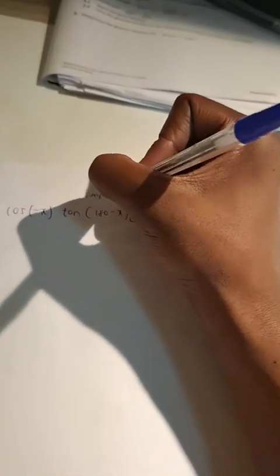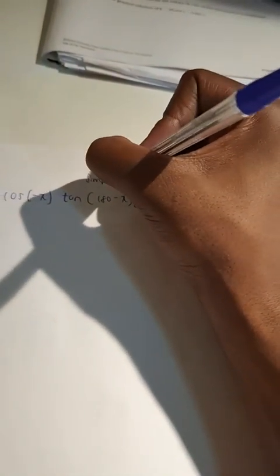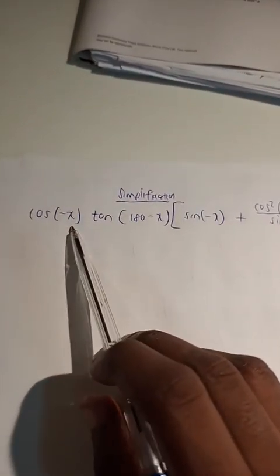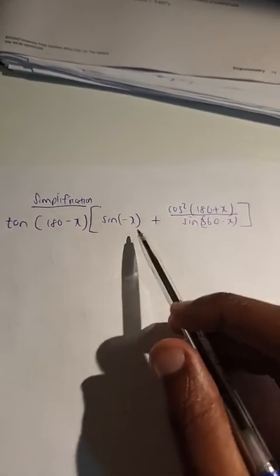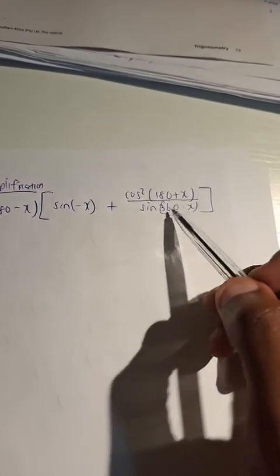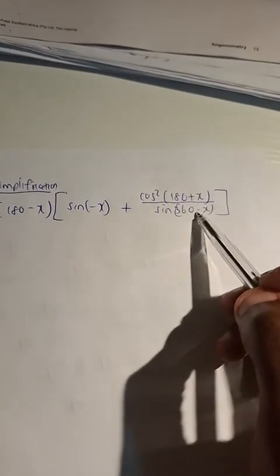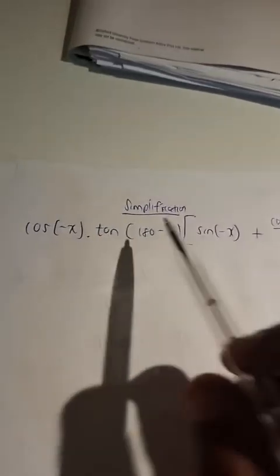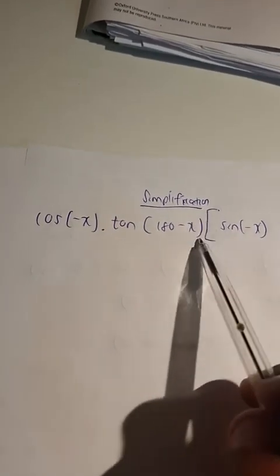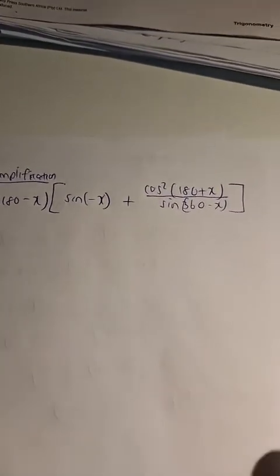Okay, now this is a simplification question. They asked you to simplify. Cos negative x times tan of 180 minus x. Then there's a bracket. Brackets mean multiply, but inside the bracket you have sine of negative x plus a fraction which has function values, and then you have a bracket. So basically this is a bracket, and then this is multiplication that is outside the bracket. Hopefully that makes sense.